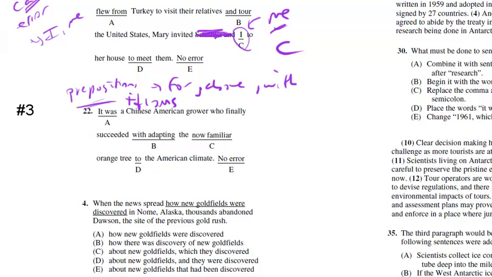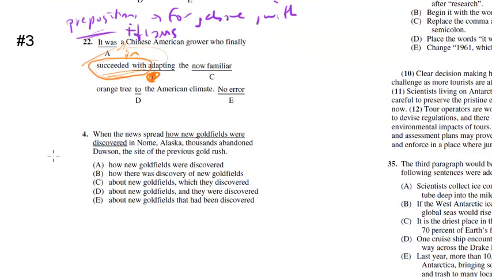Here we go. It was a Chinese-American grower who finally succeeded with adapting the now familiar orange tree to the American climate. So the issue here is this. Do you succeed with doing something? No, you succeed in doing something. Or even succeed at. But would it be succeeded at adapting? No, I think it'd be in. You can change this in some way to make it less weird, but you want succeeded in. Succeeded with does not work, so the answer here is B. And that's just an idiom, just an expression. That's just something you kind of need to know from knowing English.